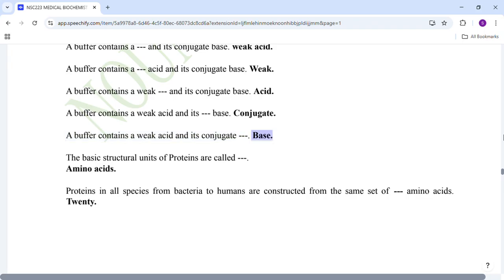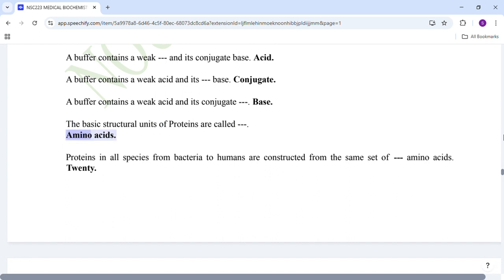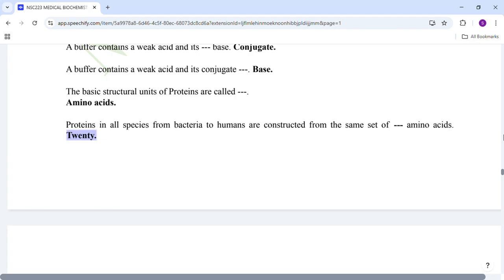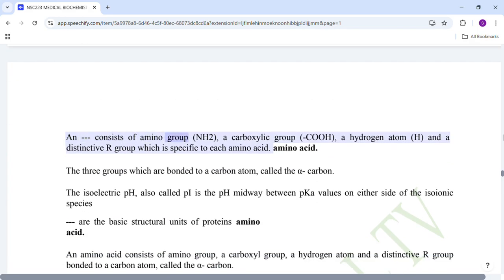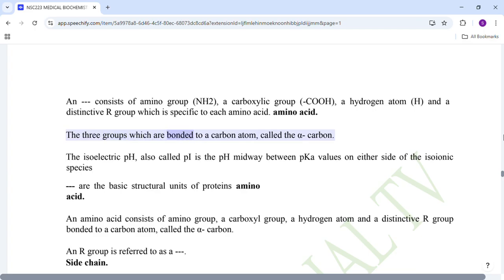The basic structural units of proteins are called amino acids. Proteins in all species from bacteria to humans are constructed from the same set of 20 amino acids. An amino acid consists of an amino group, NH2, a carboxylic group, COOH, a hydrogen atom, H, and a distinctive R group which is specific to each amino acid. The three groups are bonded to a carbon atom, called the alpha carbon.